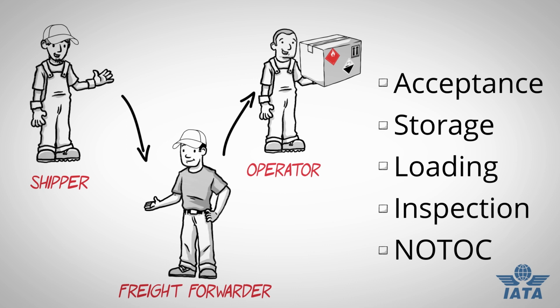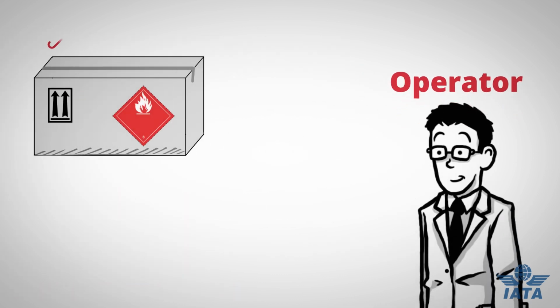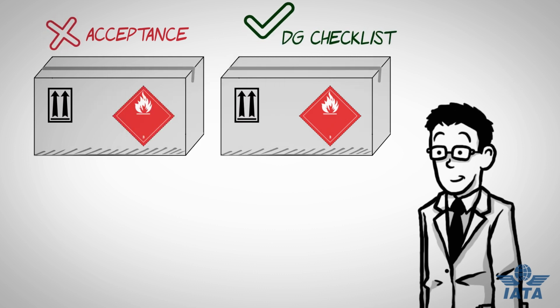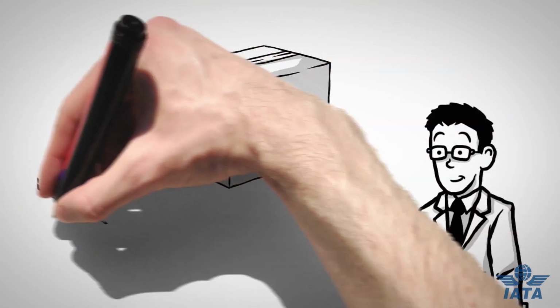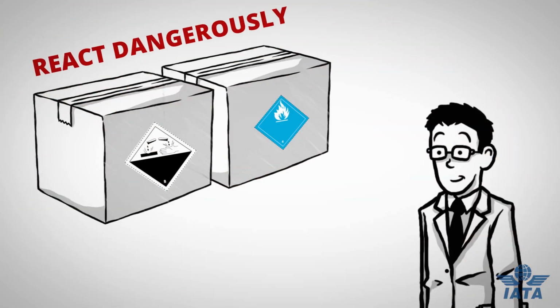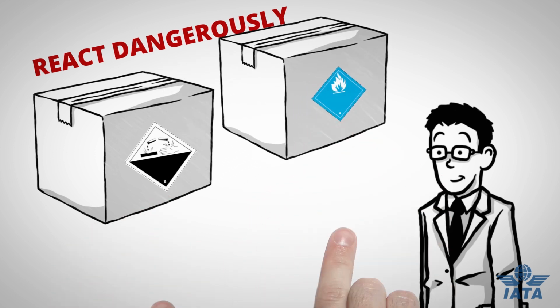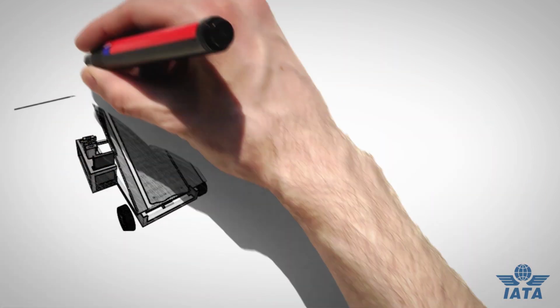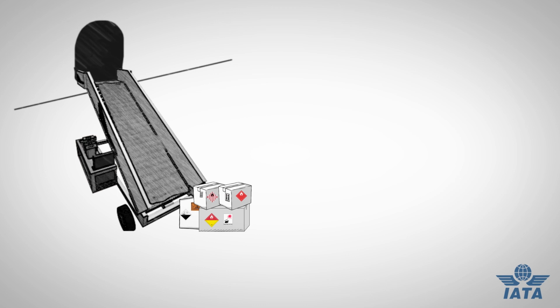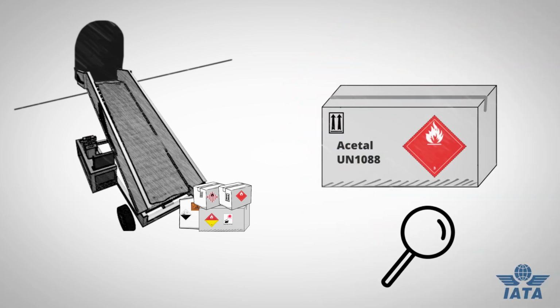The operators must not accept a package, overpack or unit load device containing dangerous goods without using the acceptance checklist. This is to ensure compliance with the dangerous goods regulations. In addition, packages containing dangerous goods that might react dangerously with each other must not be stowed on an aircraft next to each other or in a position that would allow interaction between them in the event of leakage. Moreover, packages or overpacks must not be loaded onto an aircraft unless they have been inspected immediately prior to loading and are found free from visible leaks or damages.